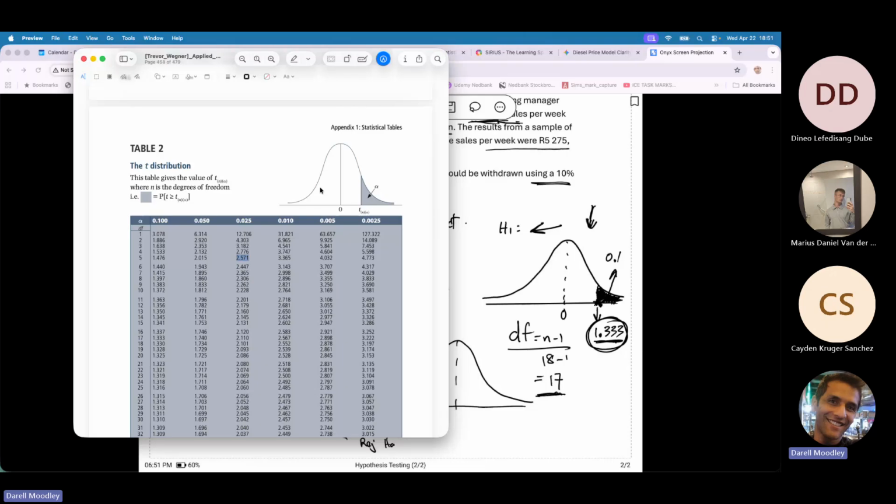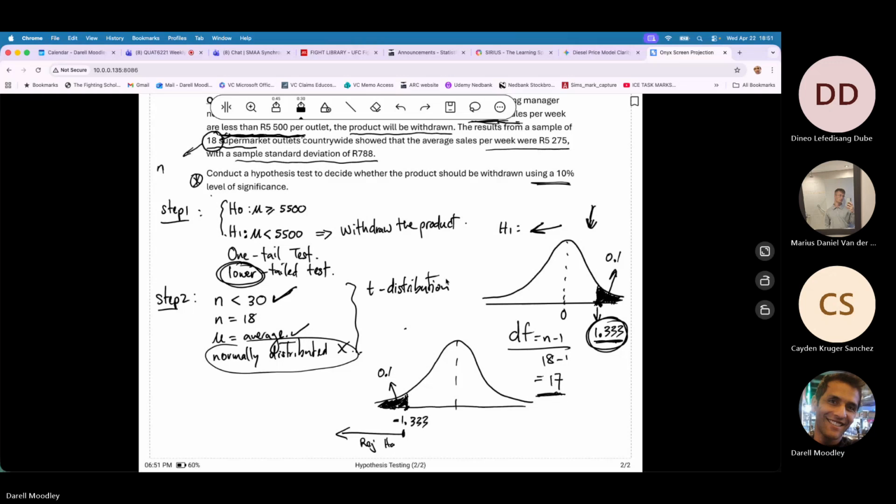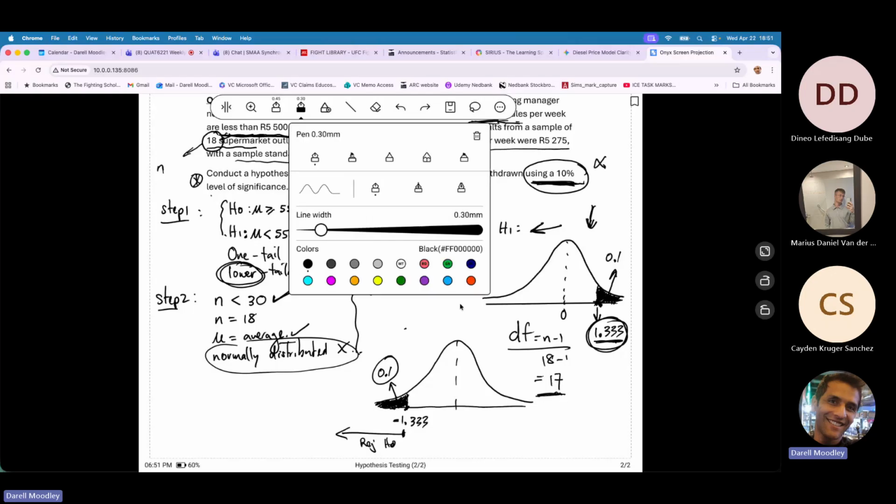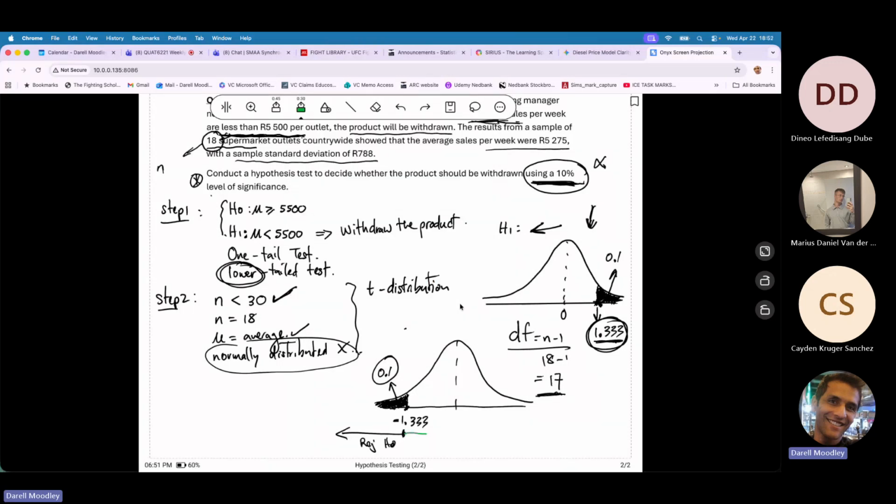Remember, we don't split this alpha or this critical value. We don't split up your alpha because it's a one-tail test. So that means there's only one rejection region. So the entire level of significance value, your alpha, gets allocated to this rejection region. So we reject H0 if it's less than minus 1.333. And everything on the right of it, we accept H0. Okay, so here, everything on the right, we accept H0.